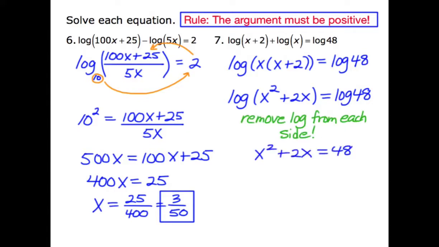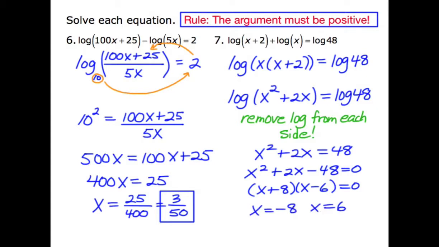We're left with a quadratic equation, and we know to solve that we should start by setting it equal to 0. Fortunately, this appears to be factorable, x plus 8 and x minus 6. Setting each factor equal to 0, I get x equals negative 8 and x equals 6. Now, there is that rule that I've written at the top of every slide, and we haven't really addressed it yet, and that rule I'll put a little asterisk by. It says the argument must be positive.